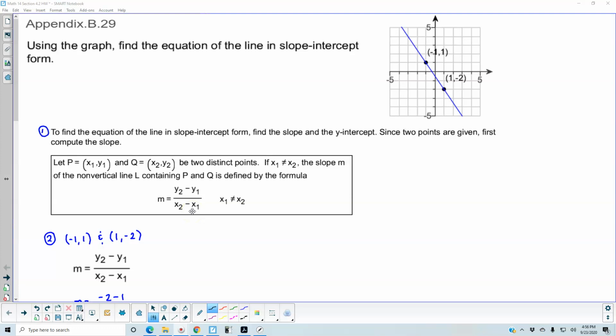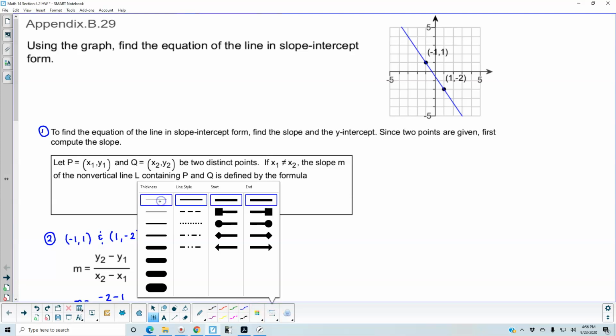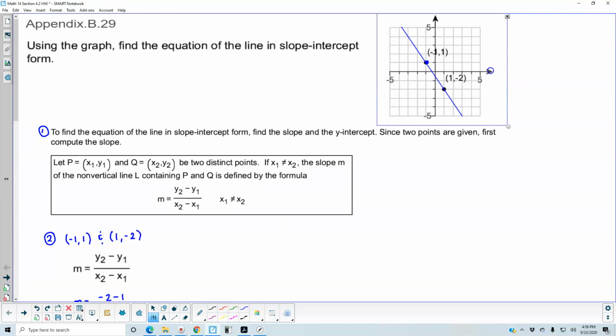Now, what we're going to do is look at the graph, and then pick our following points. So if you notice on the graph here, we have our points. We have -1, 1, and we have 1, -2. So we can call the first point x1, and this is y1, and this is x2, and this is y2. So we're going to use our slope formula.